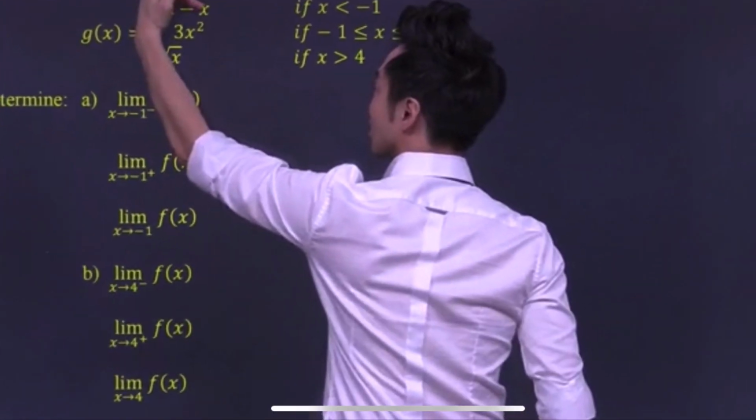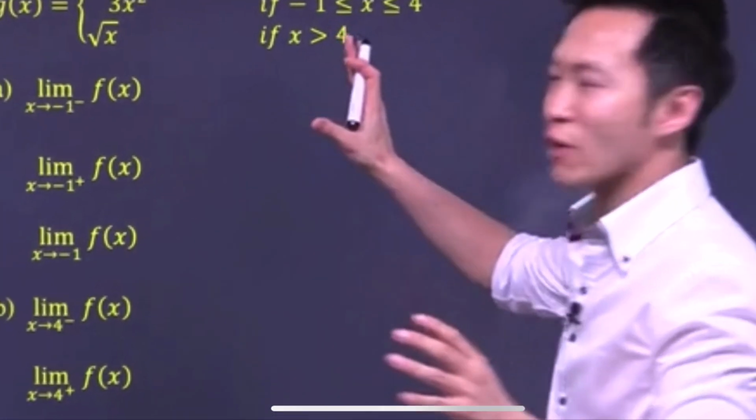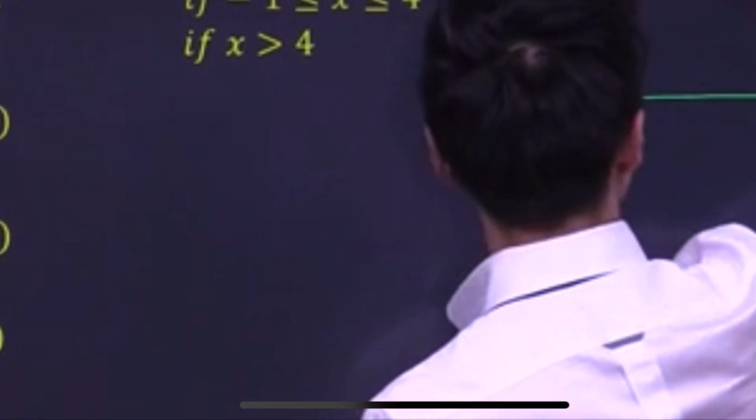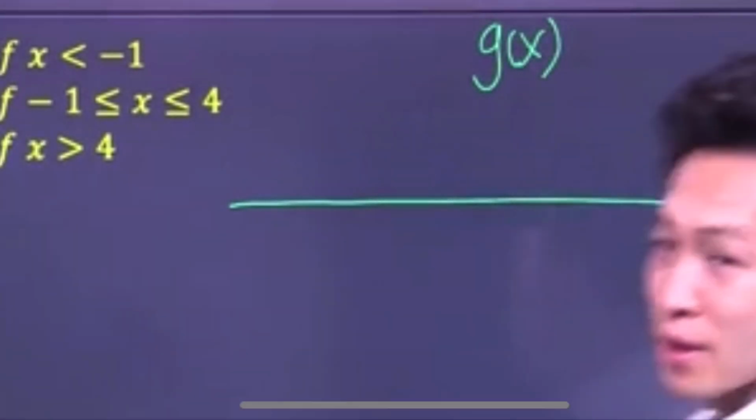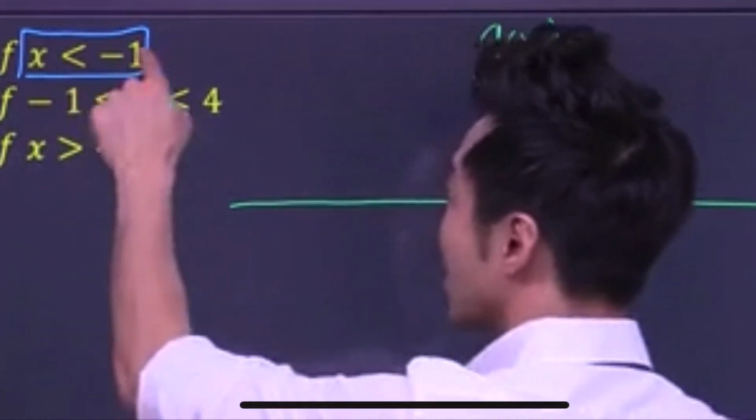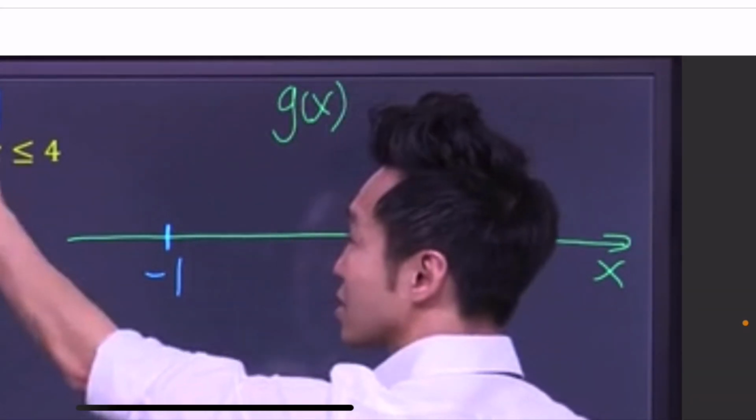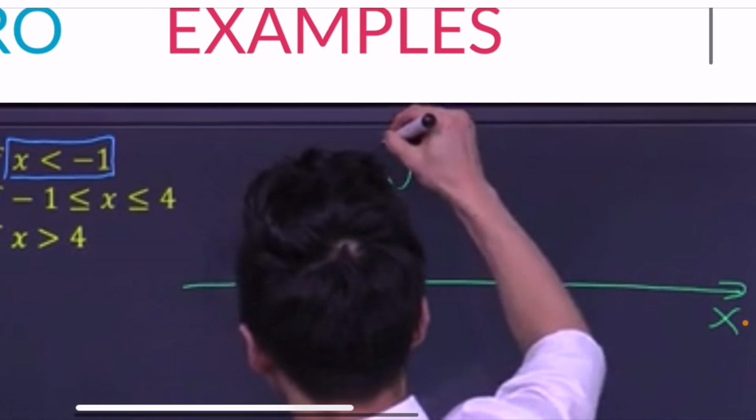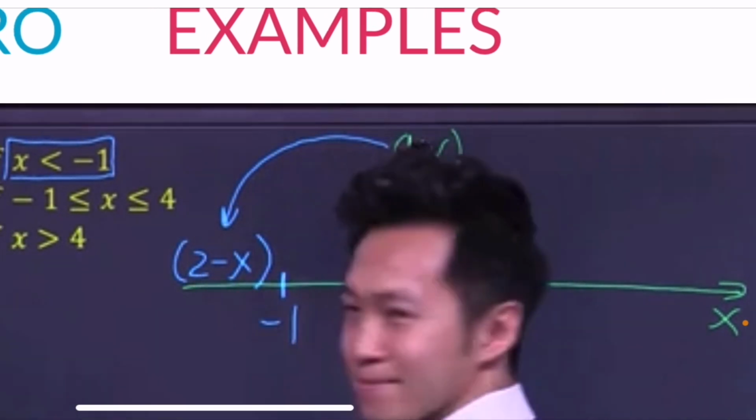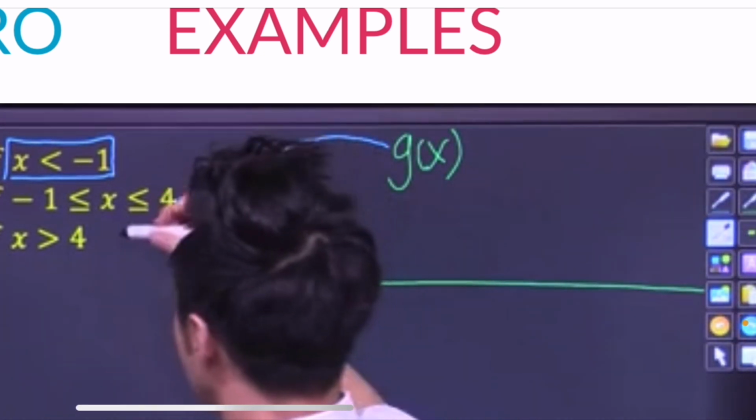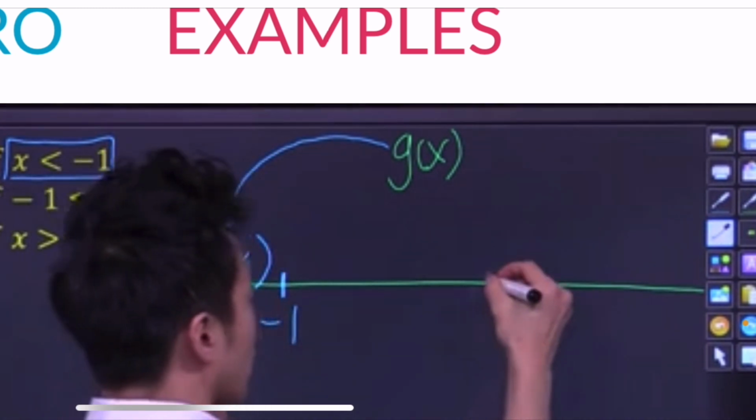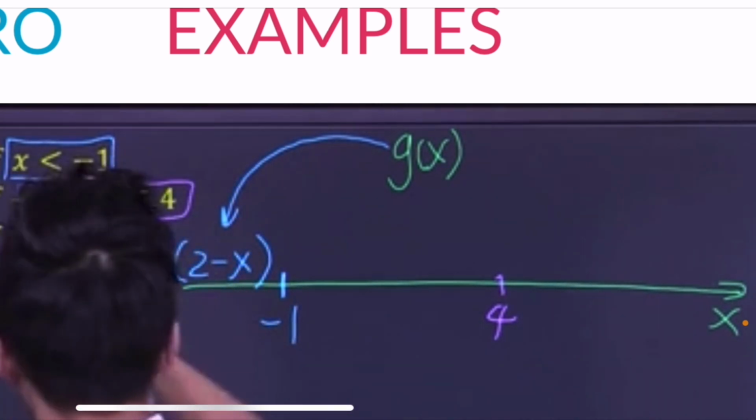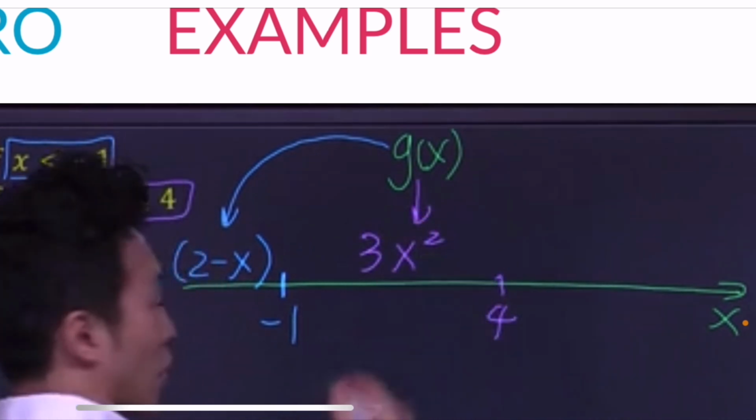g of x is defined as 3 pieces. Whenever I'm dealing with a piecewise function, I like to redefine the function on the x-axis. First piece: for x less than -1, so I'm going to label -1. For x less than -1, that means on the left side of -1, g of x is defined as 2 minus x. Next, for x between -1 and 4, g of x is defined as 3x squared.